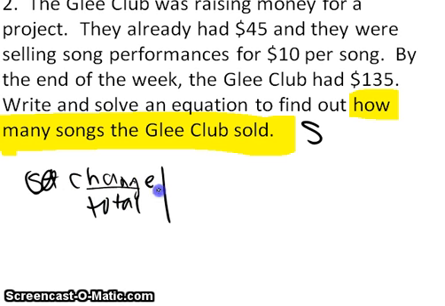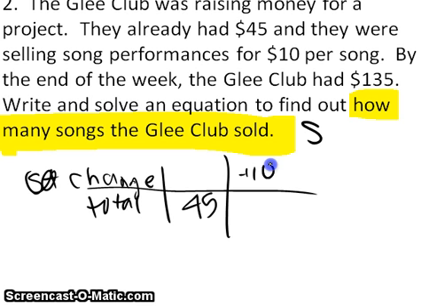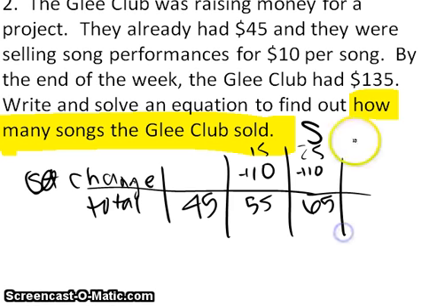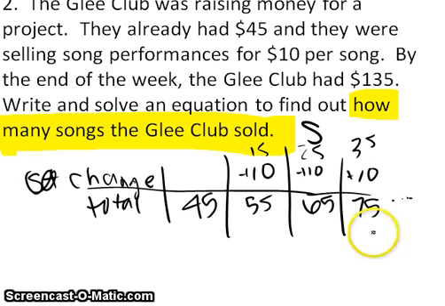So they started off with $45, and then they added $10 for the first song, so then they had $55. Then for the second song they added another $10, so their total amount was $65. And then they added another one, third song, they added $10 more, they had $75, and so on until they finally had $135.